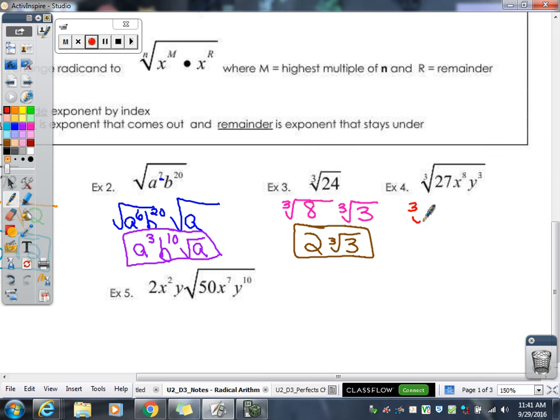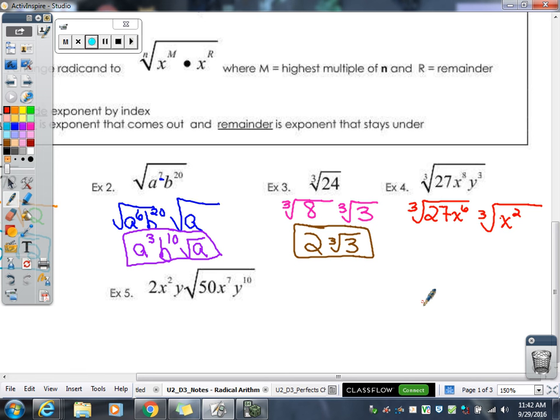All right, so let's try example 4. Is 27 a perfect cube? Yes. So I'm going to put the 27 in the first radical. Looking at my x to the 8th, can I divide 8 by 3 and get an integer? No, I'd get a decimal. So I could divide 6, though, by 3, and that would work. And then in my other radical, I would put my other 2 x's.